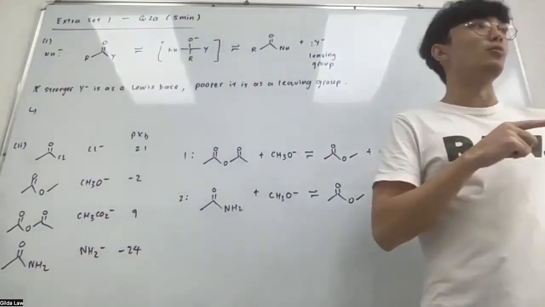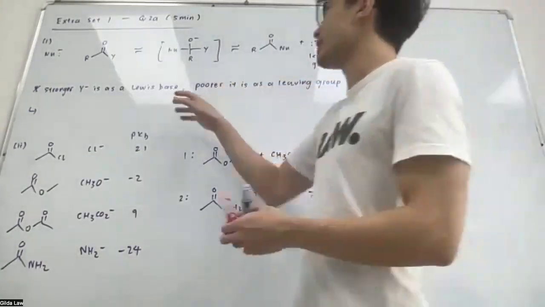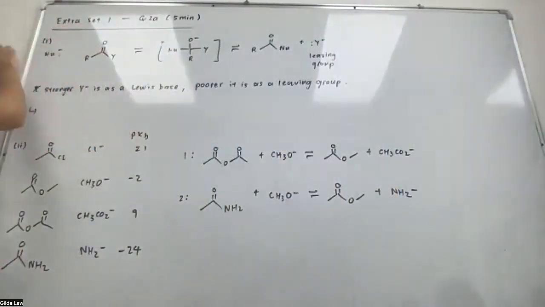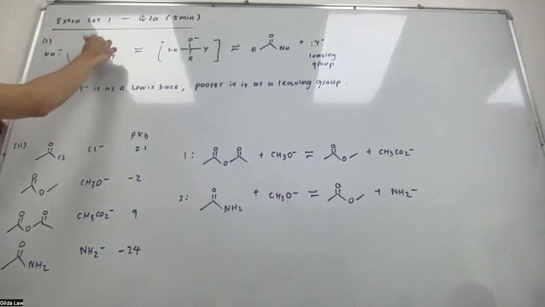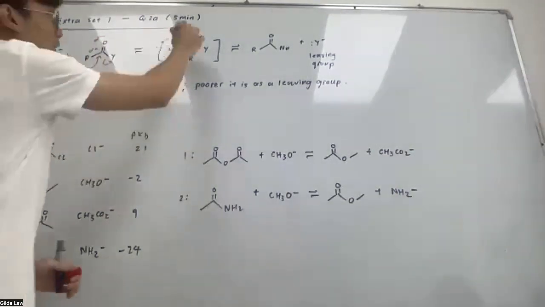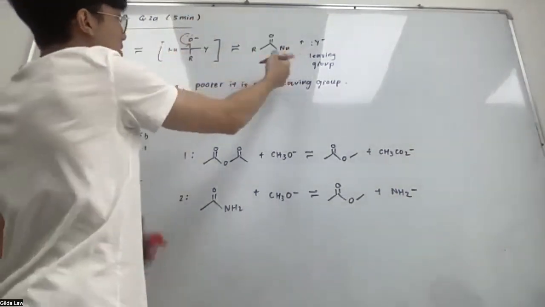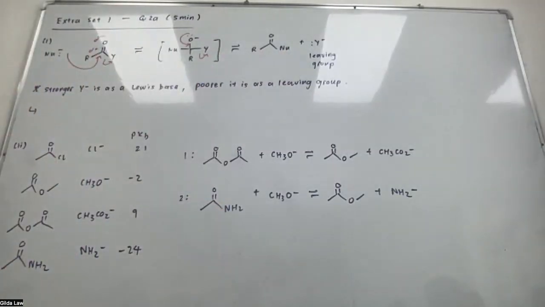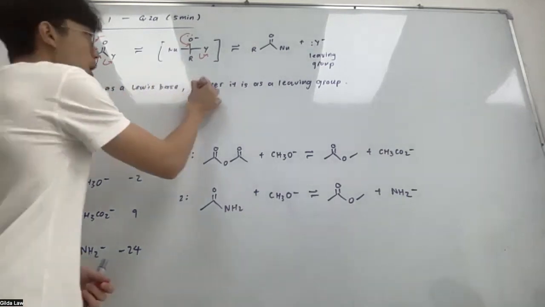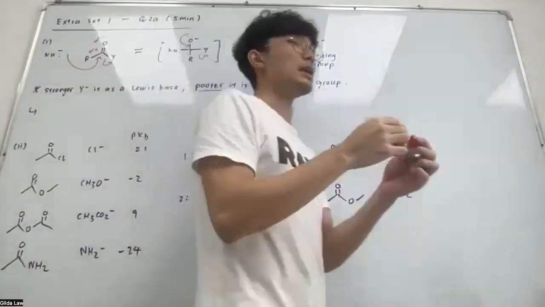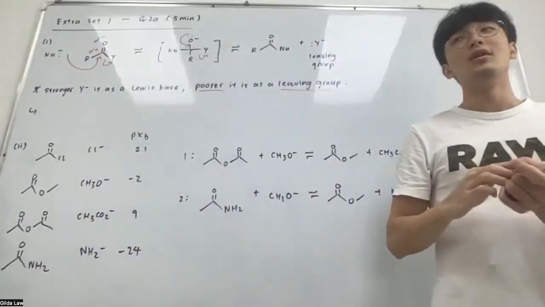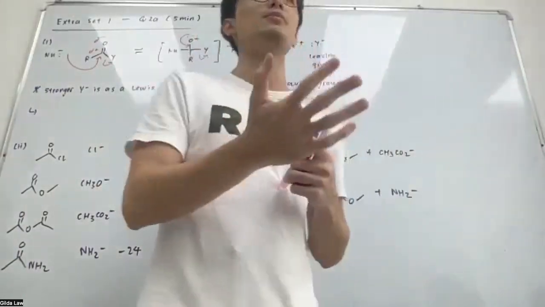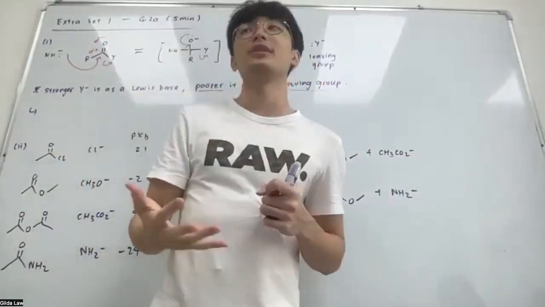What is a leaving group? They said this sentence over here. So this mechanism here is all about attacking and swapping nucleophiles. The nucleophile comes in, Y comes out, and then we just have a swap. Basically, it's just a substitution. So as you can see here, when the leaving group is a stronger base, the poorer it is as a leaving group. What does it mean to be a poor leaving group? Or conversely, what does it mean to be a good leaving group?